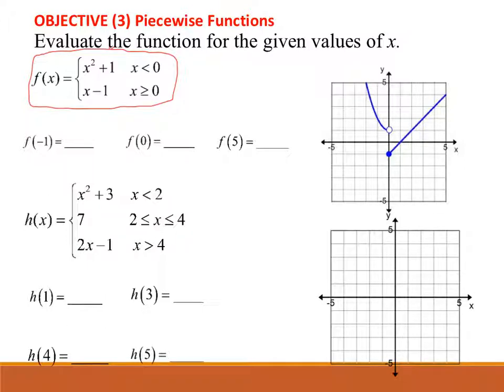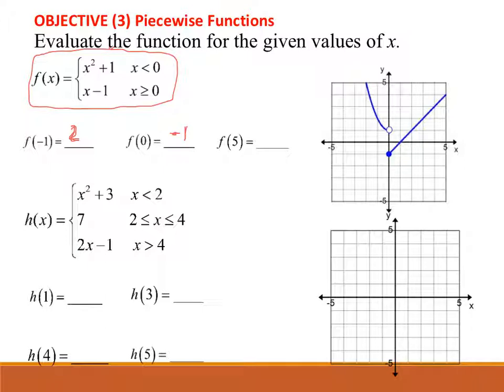So we would use the first function. We would put minus 1 into the x squared plus 1, and we get 2 in this particular case, because a negative 1 squared plus 1 is 2. For f of 0, we say, well, where is 0 in this particular domain? Well, x is greater than or equal to 0. We use the bottom function, x minus 1, so we put 0 in there, and we get a minus 1.